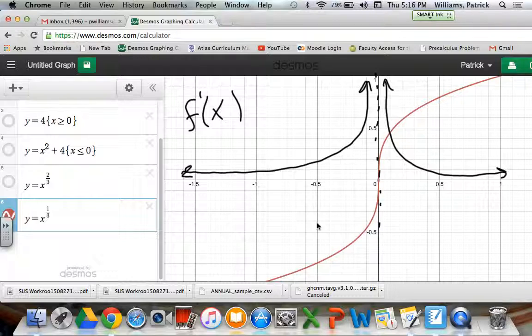So there you go. That's a quick summary of the 4 types of situations in which a function is not differentiable. So come to class tomorrow with questions if any of this is still confusing.